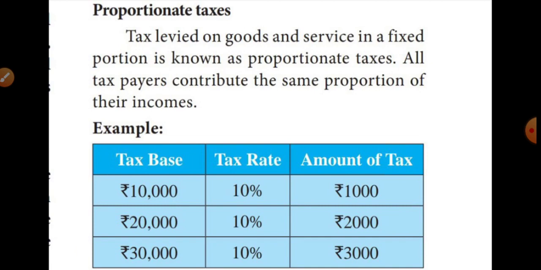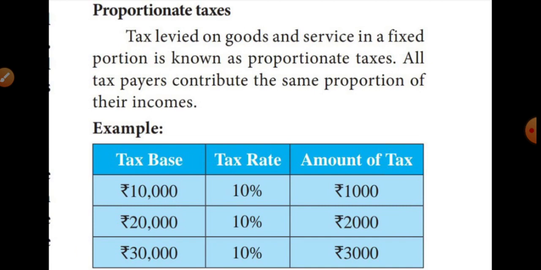Proportionate taxes. That means the lower class people, upper class people and the middle class people all pay the same amount of tax. Proportionate tax means all the people should pay the same amount of taxes. That is called proportionate tax.